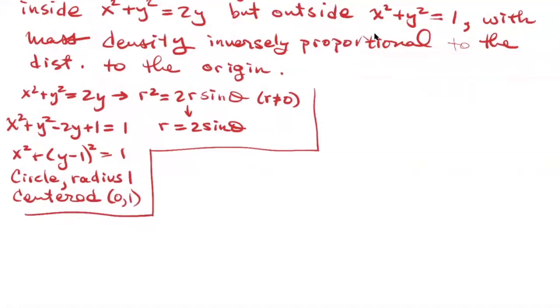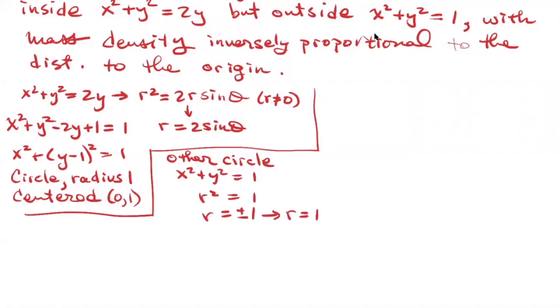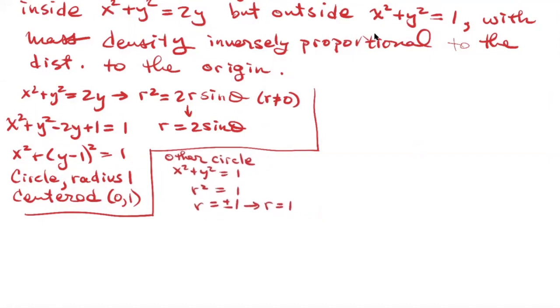The other circle, x squared plus y squared equals 1, means r squared is 1 and r is plus or minus 1, but we'll just go with positive 1 because I don't want a negative radius on a circle. Okay, any questions out there? Just two circles, inside of one and outside of the other.